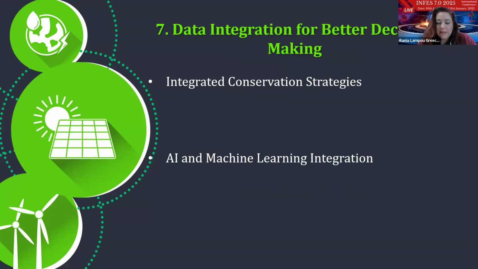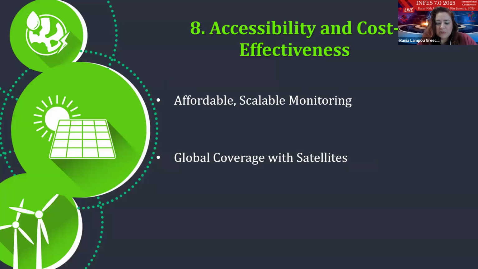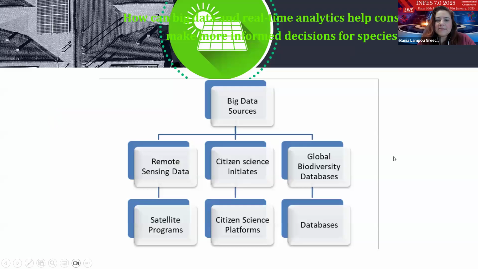soon as possible. Data integration for better decision-making, so integrate conservation strategies, and accessibility and cost effectiveness, because drones especially offer an affordable solution for monitoring large areas that would traditionally require extensive manpower and resources, because they can quickly cover vast, difficult-to-reach terrains such as remote rainforests, mountain ranges, etc., as a cost-effective tool to monitor ecosystems at a global scale. And the global coverage with satellites.